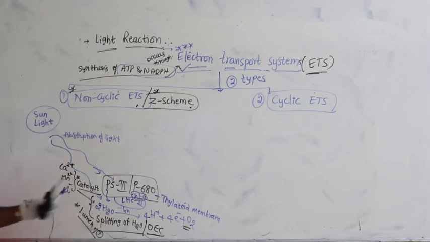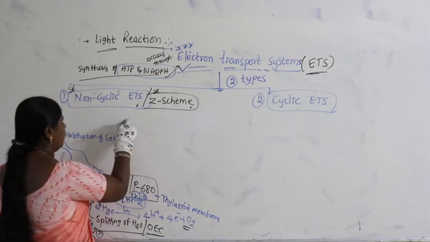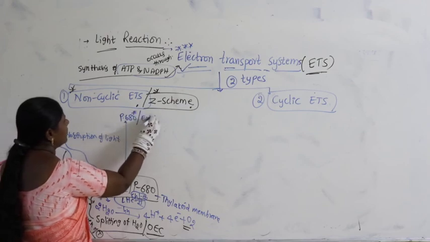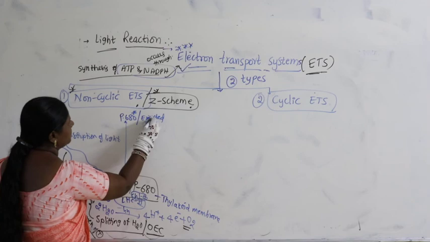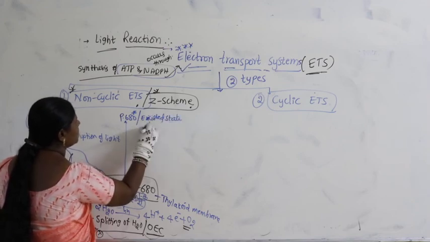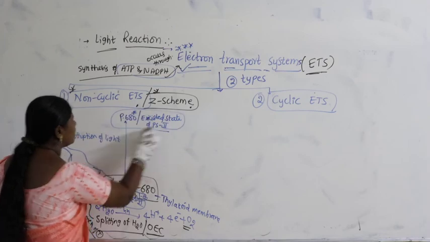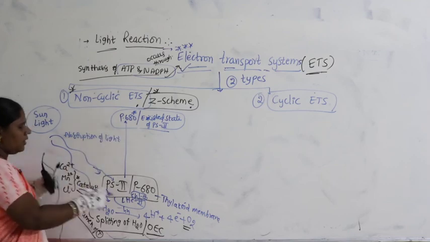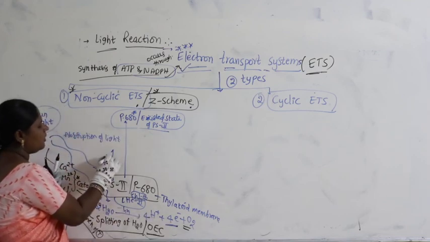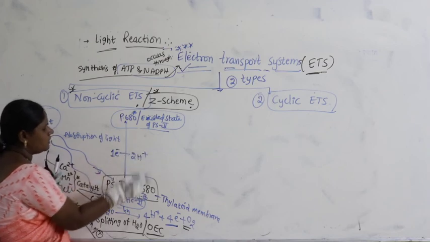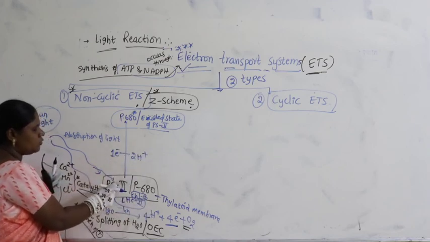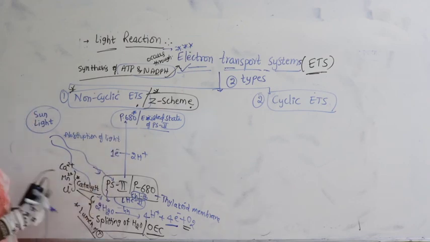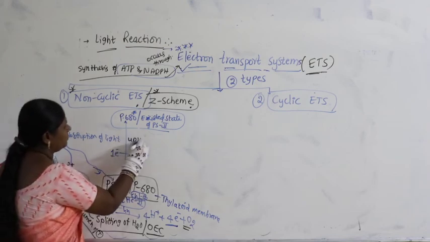Now, with the absorption of sunlight, PS2 gets excited. So it becomes P680 star, which is also called the excited state of PS2. Now, whatever electrons are produced here, one electron is carrying 2 protons. Electrons are moving from the PS2 state to the PS2 excited state. This is called an uphill reaction.